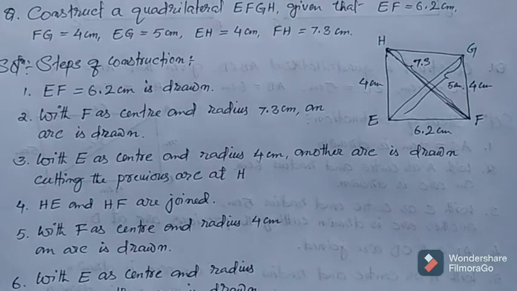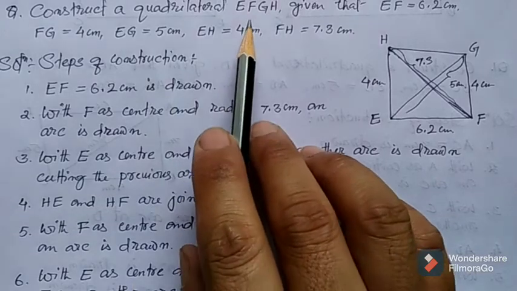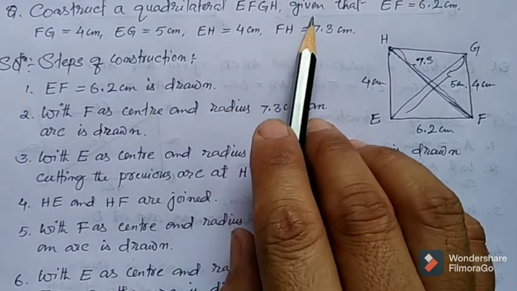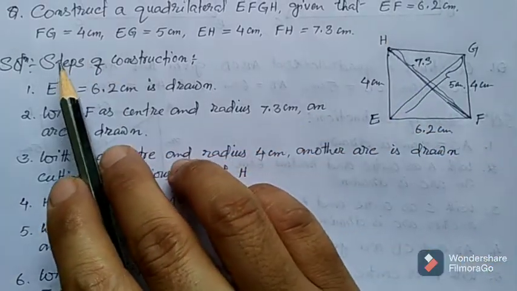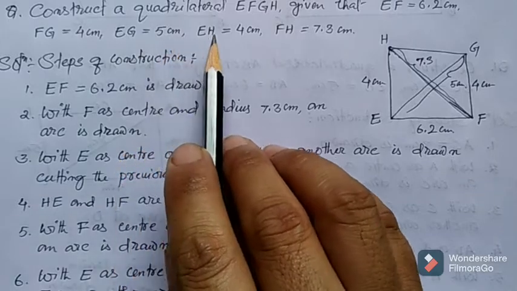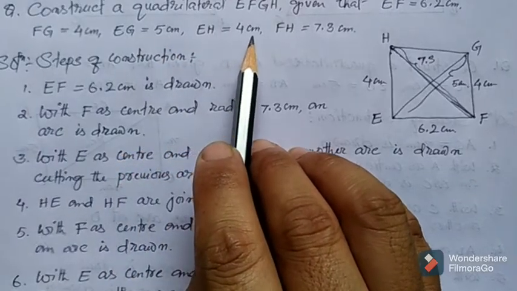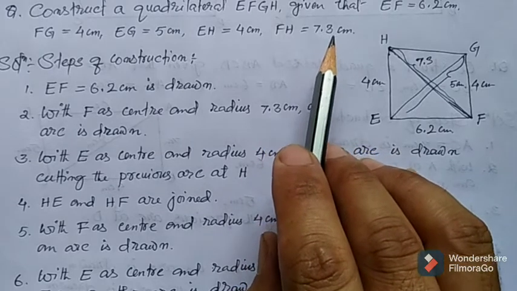Here is the question. Construct a quadrilateral EFGH given that EF length is 6.2 cm, FG length is 4 cm, EG length 5 cm, EH is 4 cm and FH is 7.3 cm.